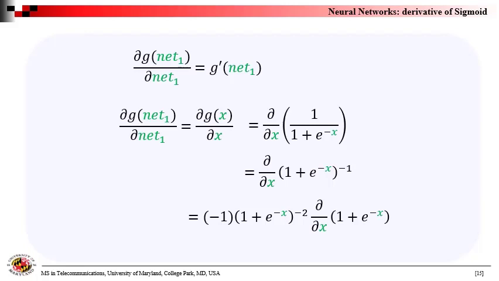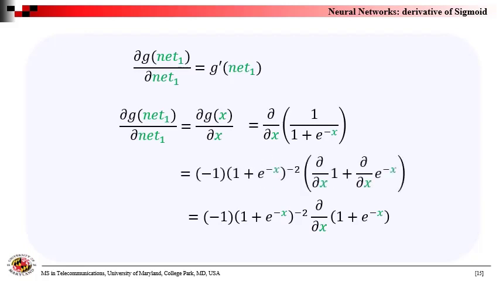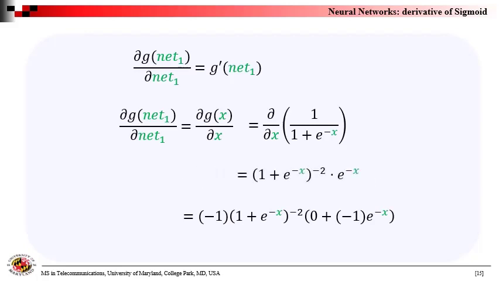Anything to a power of minus 1, when you take the derivative, is equal to minus 1 times that thing to the power of minus 2. And then on top of that, you have to multiply it by the derivative of whatever the internal arguments are. In this case, because of linearity, we have the derivative of 1 plus the derivative of e to the minus x. So that's going to be 0 plus minus 1 times e to the minus x.